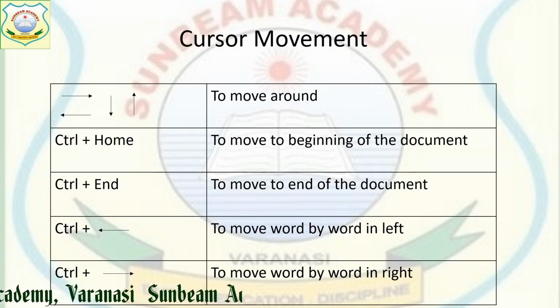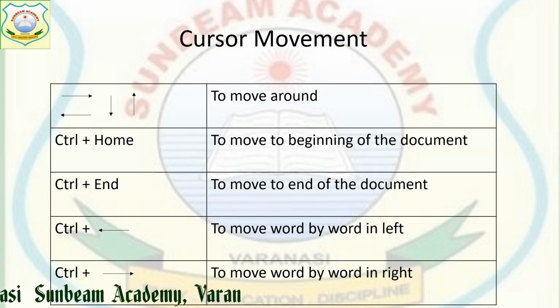If we want to move towards left, then left arrow key; towards right, right arrow key; up, up arrow key; down, down arrow key. These four arrow keys help us with navigation in the document.